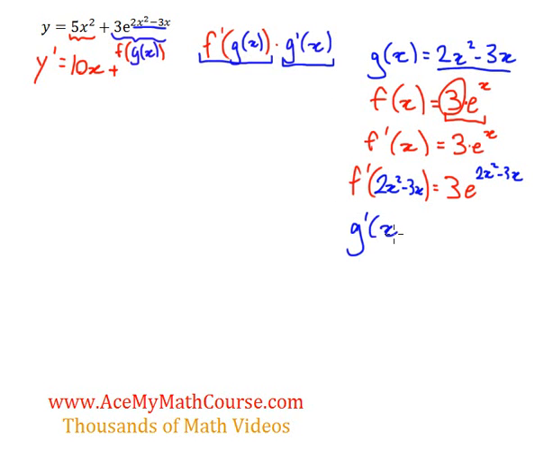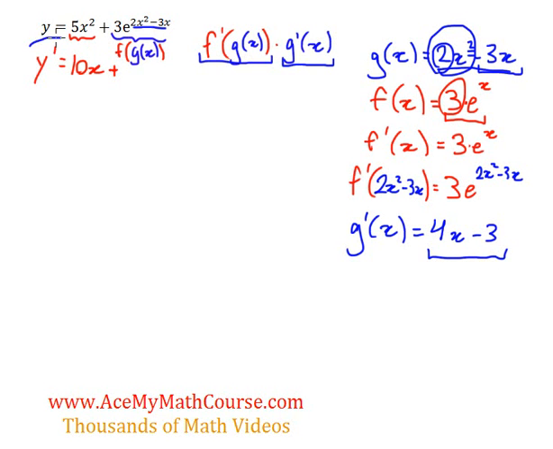And g prime of x is just the derivative of 2x squared minus 3x. The derivative of 2x squared is just 4x, because I just need to multiply the 2 by the 2 over here in the exponent, and then subtract 1 from the 2 for the new exponent of 1, which we don't need to write. And we have minus 3x. The derivative of minus 3x is just minus 3. Fantastic. Now we have g prime of x is 4x minus 3.